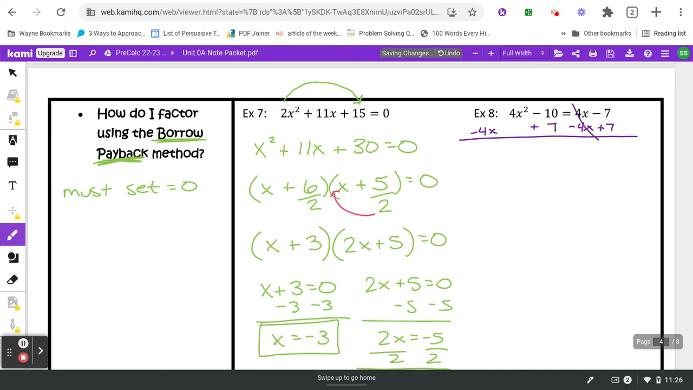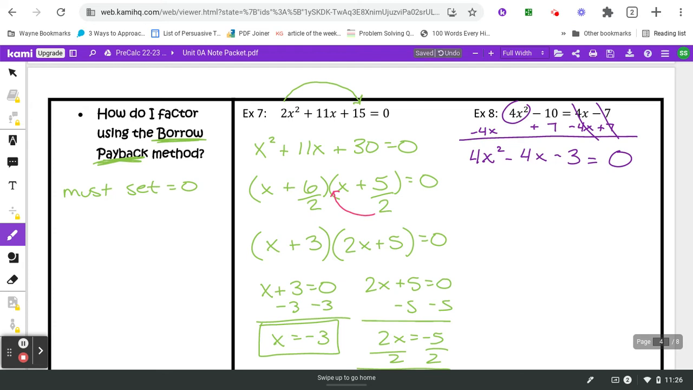Cancels, cancels, that gets me equals 0, which is what I want. Then I'm going to put these in order of biggest exponent first. So I'm going to bring down this 4x squared. That's this guy right here. Then I'm going to bring down the minus 4x. Then I'll combine the negative 10 and the 7 to make a minus 3. So I just kind of rearrange those in the order that I wanted them.